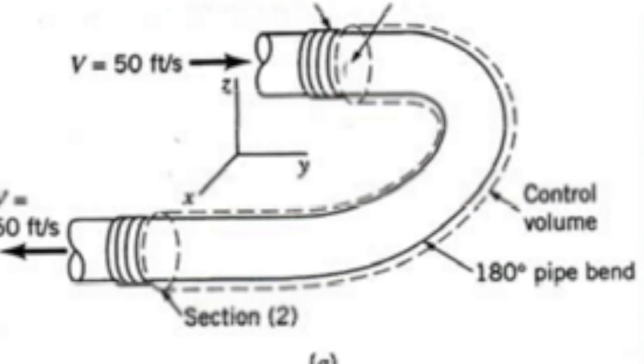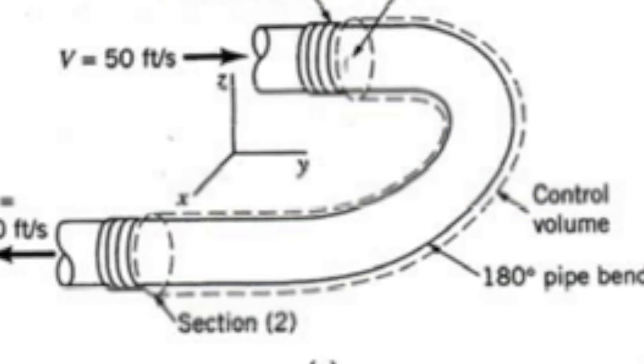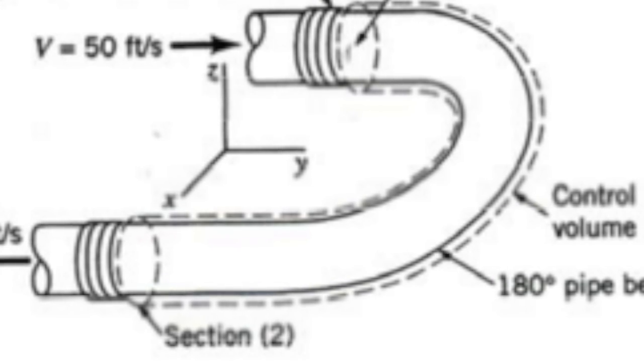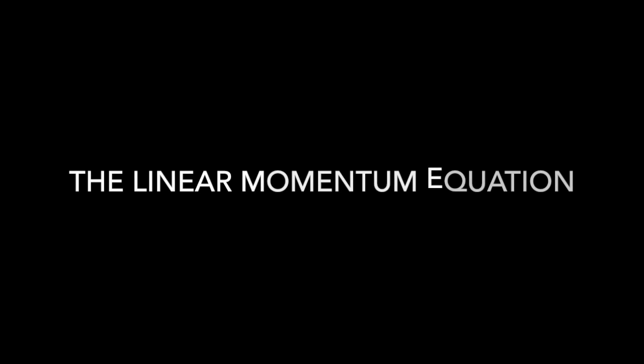This equation is best used for uniform 1D flow. It can be used to solve for forces acting on pipes with fluid flowing through them. To conclude, the linear momentum of a body is a product of their mass and velocity. In fluid mechanics, Newton's second law is usually referred to as a linear momentum equation.